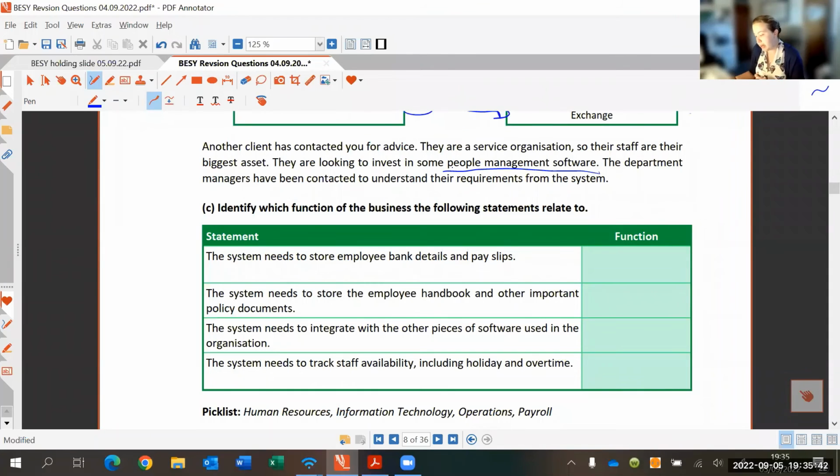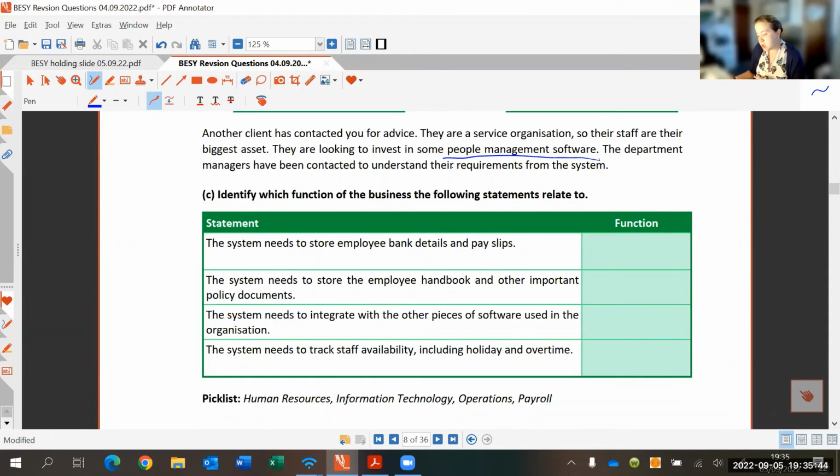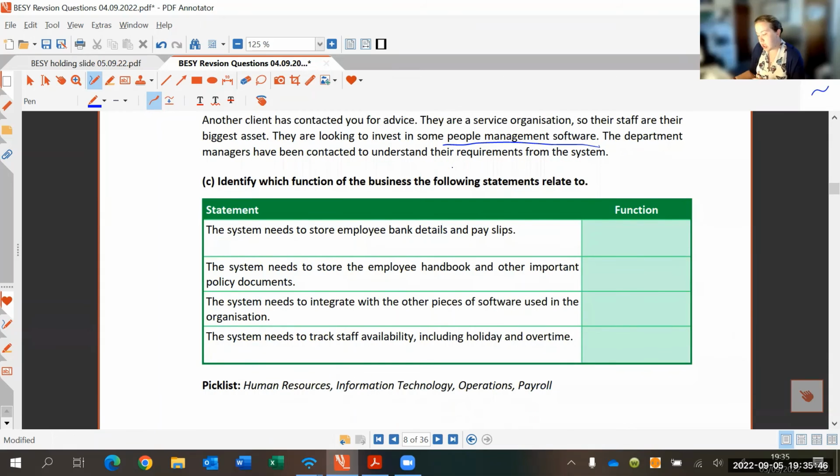So it says the department managers have been contacted to understand their requirements from the system. We've got 4 statements here, and I'm going to number each one. Okay, and then you can tell me which one is which. We've got a pick list down here, so we need to allocate one department to each statement to say which department needs those things from the software.